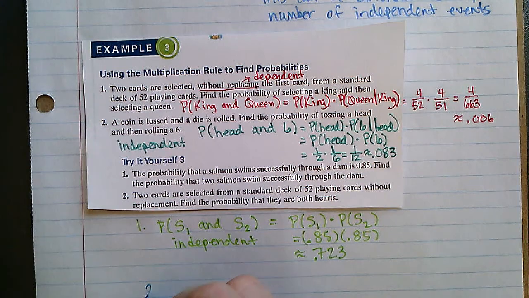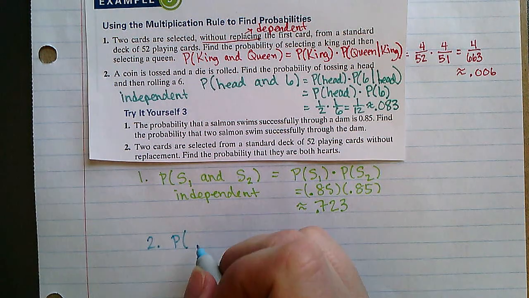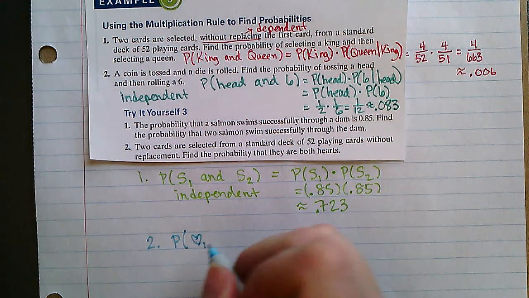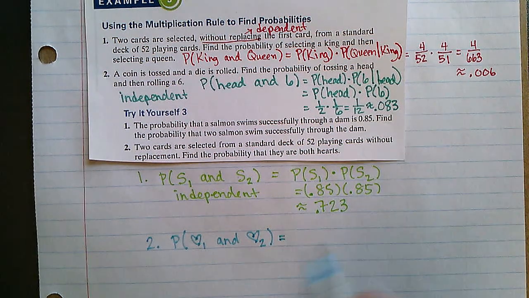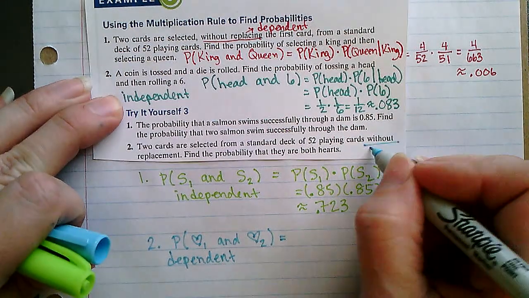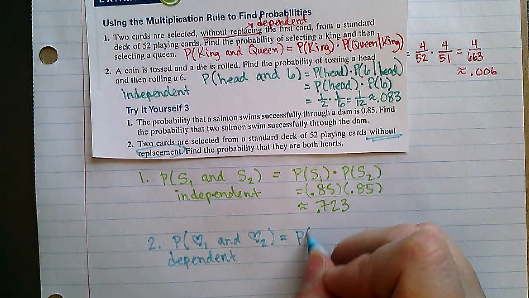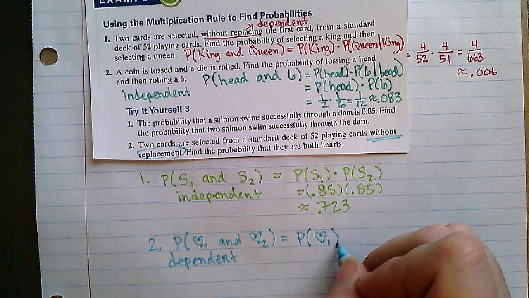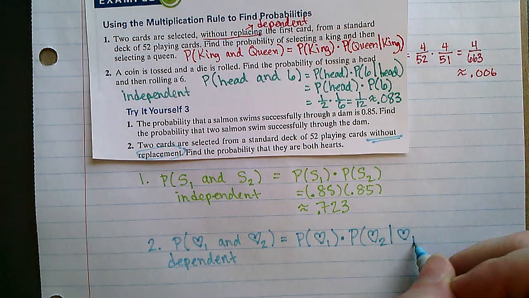Try it yourself, number 2. 2 cards are selected from a deck of 52 playing cards without replacement. Find the probability that they are both hearts. So the probability that I draw a heart the first time and I draw a heart the second time. These are going to be dependent because I'm doing this without replacement. So this will be the probability that I get a heart the first time times the probability that I get a heart the second time, given that I got a heart the first time.